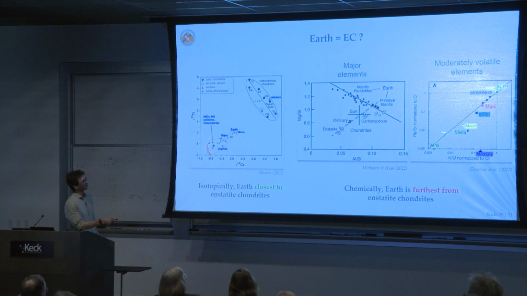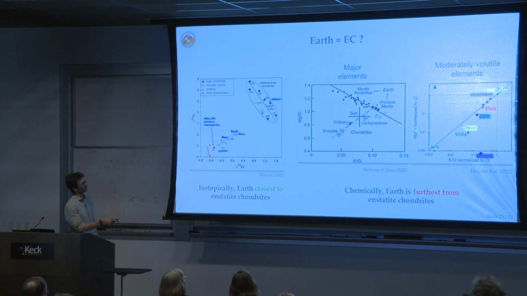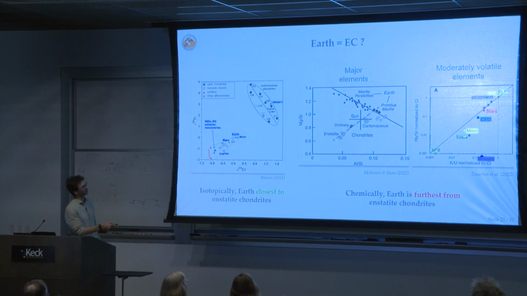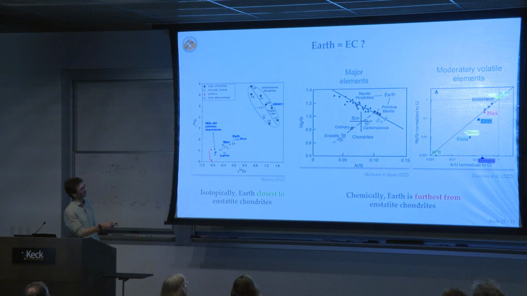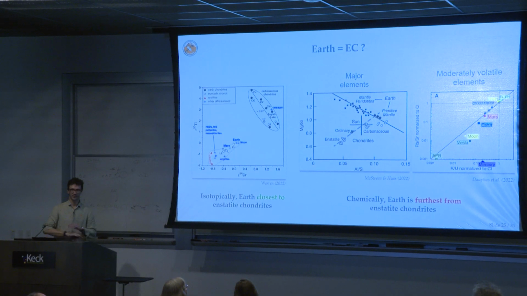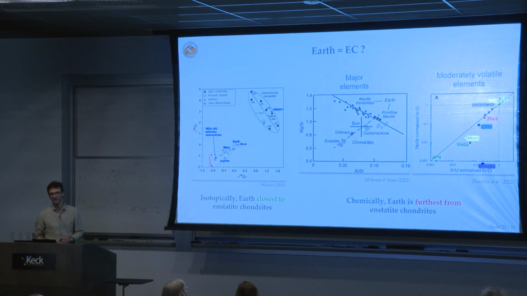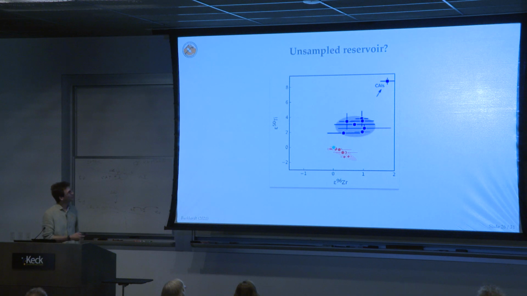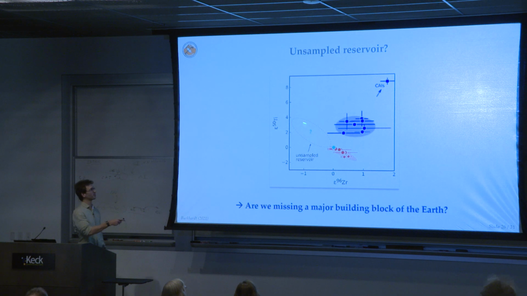Moderately volatile elements, this is volatile over refractory. The Earth is here, enstatite chondrites are right here. There's an order of magnitude between the two. So chemically, it doesn't work. You can't make the Earth out of enstatite chondrites. You have to make the Earth out of something that is very high temperature material. So the way people are thinking about this problem right now is that there must be something here. It's just we haven't gotten any sample of it. And so we're missing a major building block.